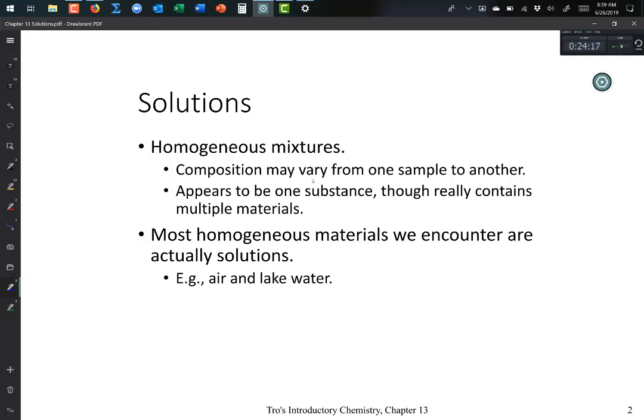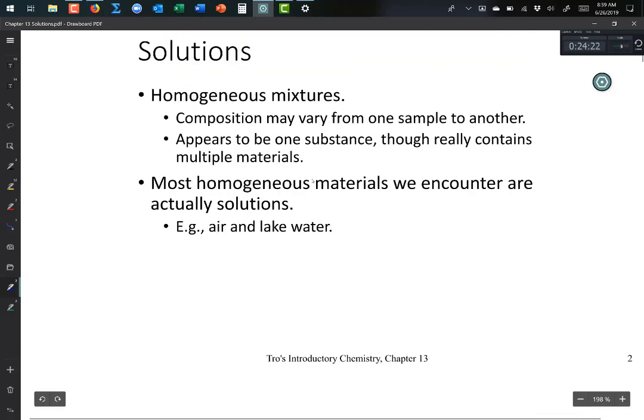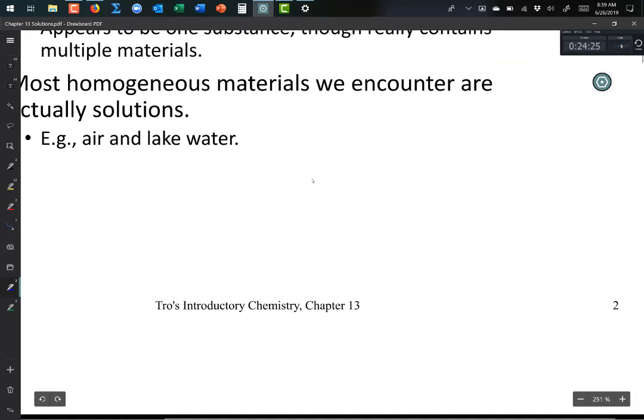homogeneous. There's all kinds of solutions, and I'm going to list a bunch of them here. It's maybe more than you need to know, but it's kind of handy information. So the most common solutions that we encounter are solids in liquids, right? So, for example, salt in water. I'm going to name these components. We call one of them the solvent, and one of them is going to be the solute. Now the solute is the thing that gets dissolved, and the solvent is the thing that does the dissolving.